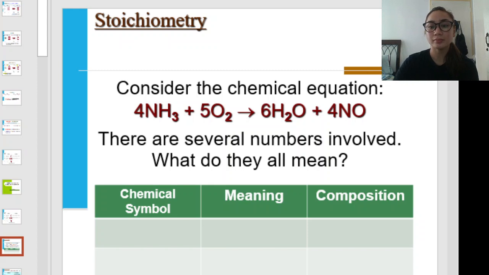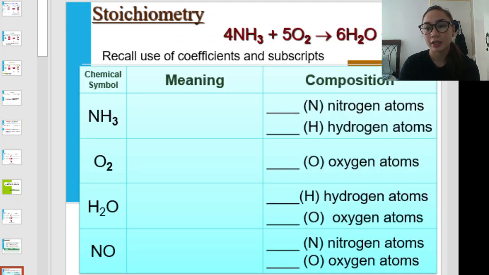No? So, there are several numbers involved as you can see. So, what do they all mean? So, ipapractice natin po itong chemical equation na to. So, this is just the foundation of what we are going to discuss. No? So, kaya kailangan familiar na kayo dito. Okay. So, recall the use of coefficients and subscripts.